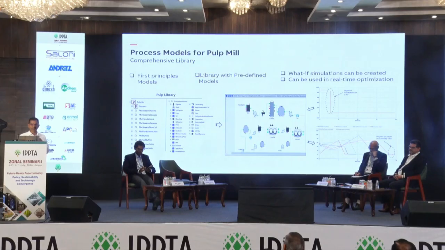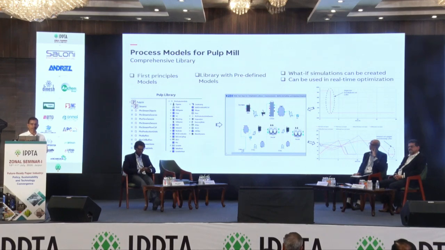So again, these models can cater to different types of pulping processes: kraft pulping, acid pulping, and mechanical pulping processes. They are also modular in nature. One can drag and drop and perform unit-level to plant-level modeling in a very short time.